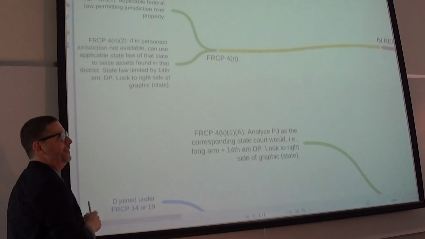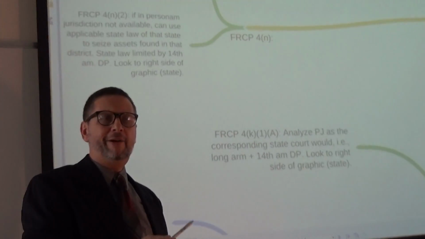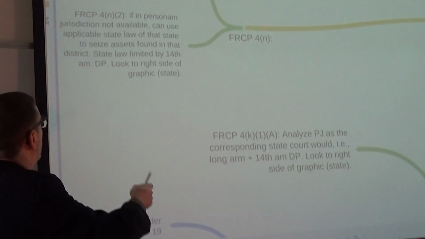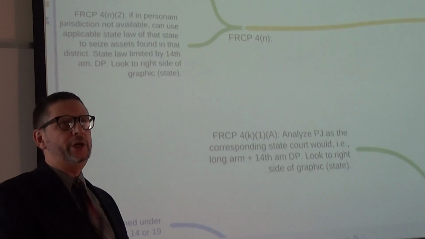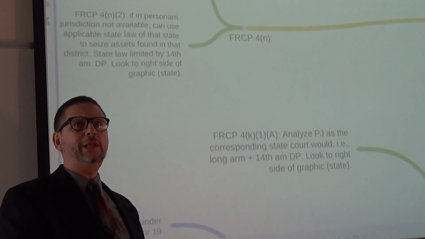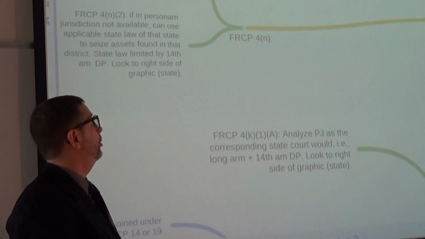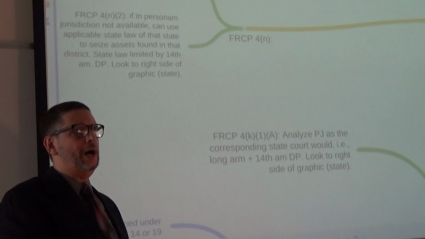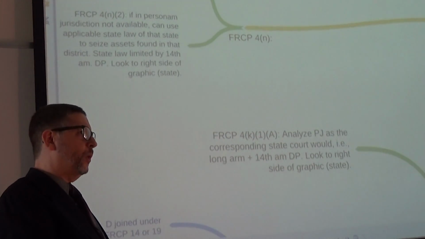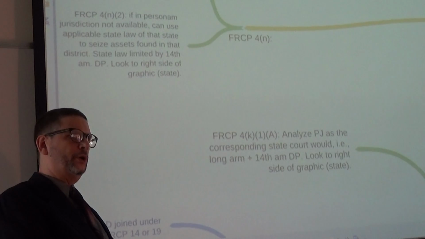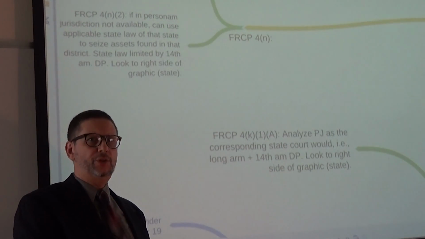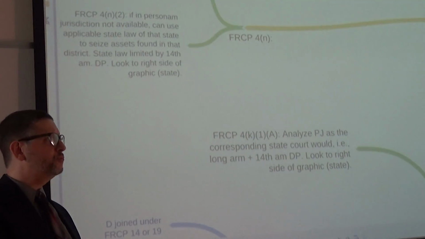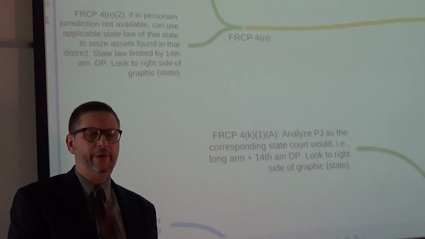So if you're in federal court, under 4N1, you can have jurisdiction over property if a federal statute authorizes it. Under Rule 4N2, you can have jurisdiction over property as well, but only if in personam jurisdiction is unavailable. If that's the case, then you can use an applicable state law to garnish, seize, or otherwise control assets in order to assert jurisdiction over property. So think of 4N2 as being kind of a long-arm statute dealing with property located within the jurisdiction.